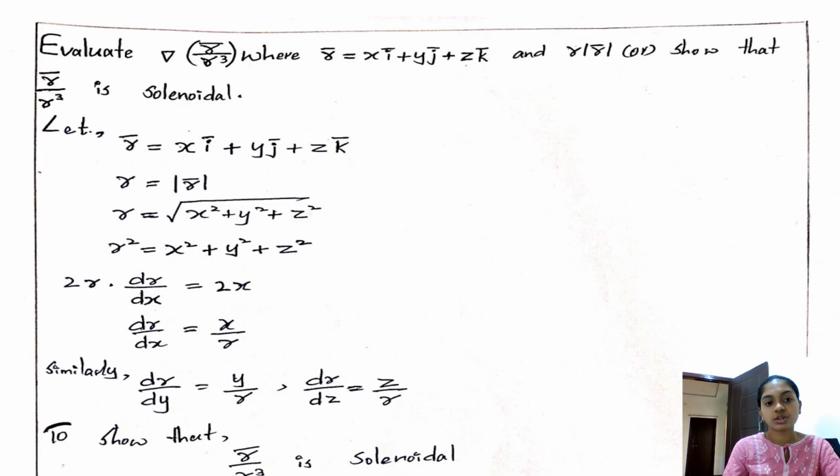Let r = xi + yj + zk, and R = |r| = √(x² + y² + z²). So r² = x² + y² + z², and 2r ∂r/∂x = 2x, so ∂r/∂x = x/r. Similarly, ∂r/∂y = y/r and ∂r/∂z = z/r. To show that r/r³ is solenoidal, that is to prove del · (r/r³) = 0, or div of r/r³ = 0.